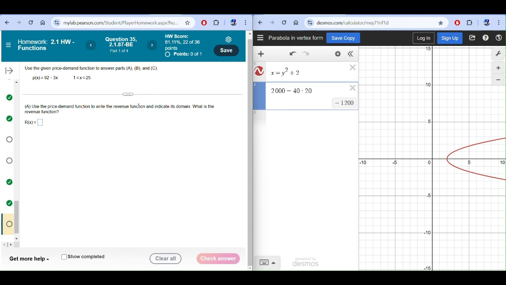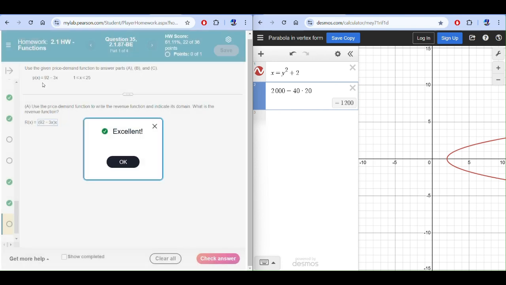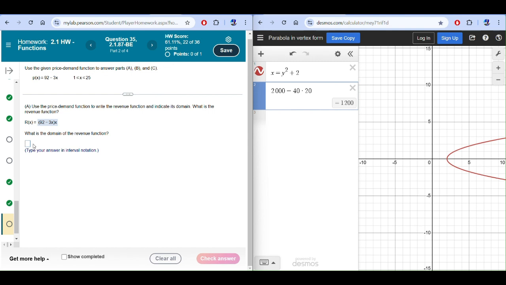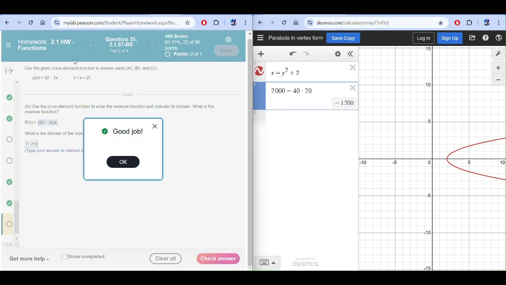Use the given price demand function to answer. Using the price function, write a revenue. Revenue is how much money you make, which is the price that you sold things for. So that would be 92 minus 3x times how many you sold, which should be x. Then the domain of your function is going to be a linear function, so it should be from 1 to 25. Interval notation from hard bracket 1 comma 25. Oh, I messed it up. That one. 1 comma 25. Not point, comma 25. There we go, because that's based on that function.